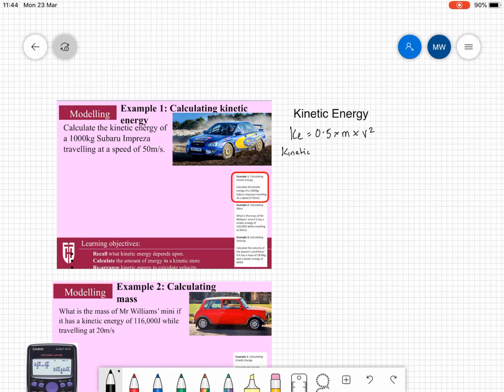So, kinetic energy. There's the equation. So kinetic energy measured in joules. We have mass, which is always measured in kilograms, and if it's not, you'll need to convert it. And we have velocity, or velocity squared actually, which people often forget. And this is measured in meters per second.